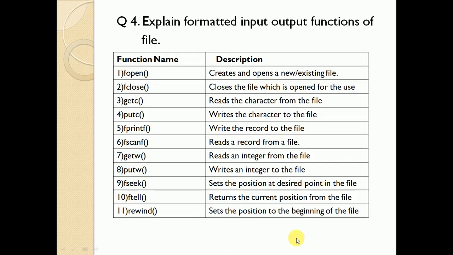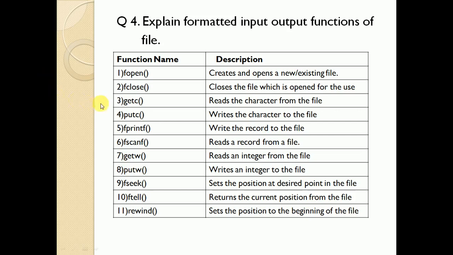Let's see the next question, that is, explain formatted input output functions. There are various IO operations on a file that are performed by these functions. I have listed the function names here and given the description in the table. The first function is fopen. Fopen means file open. It creates the file or opens an already existing file. The second function is fclose. Fclose is file close, which closes the file which is open for use.